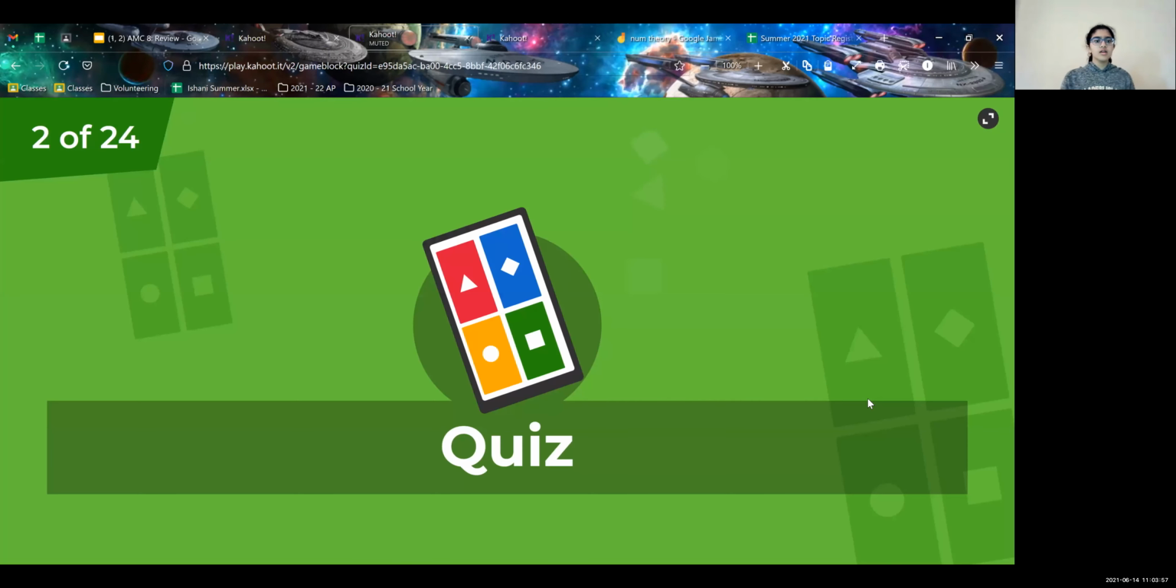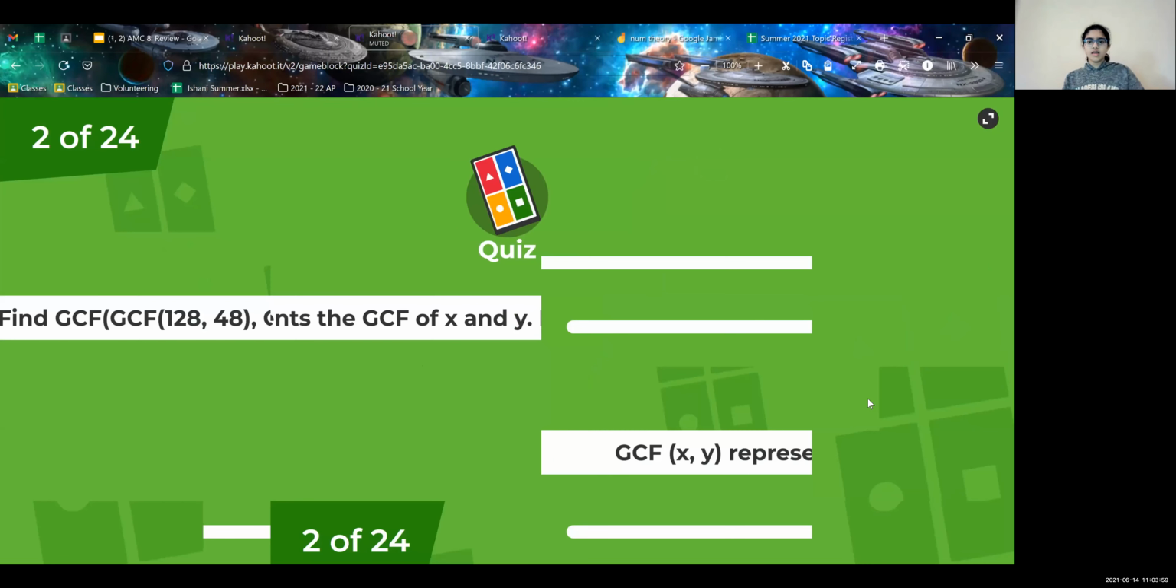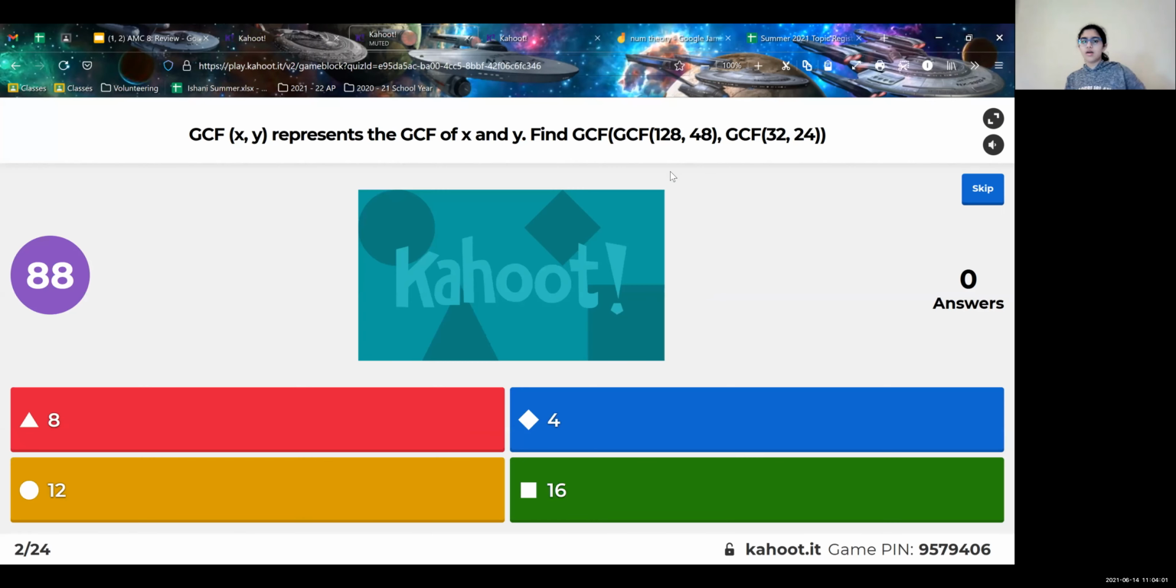Okay, so question two. GCF XY represents the GCF of X and Y. Find the GCF of the GCF of 128 and 48, and the GCF of 32 and 24. So that you don't make a silly mistake, because it's very easy for this question, make sure that you use a paper and a pencil.